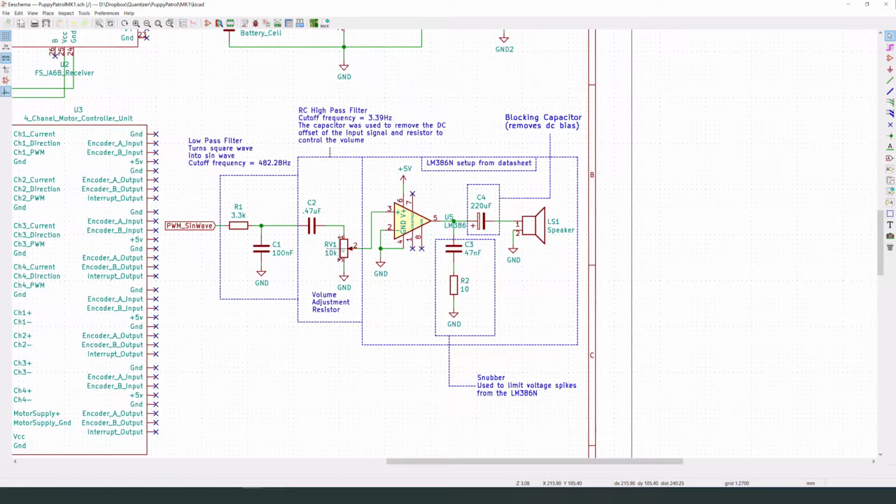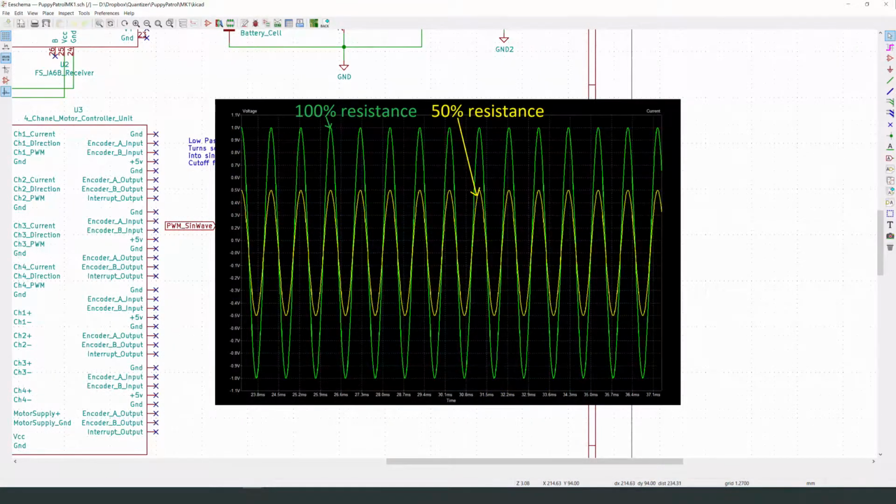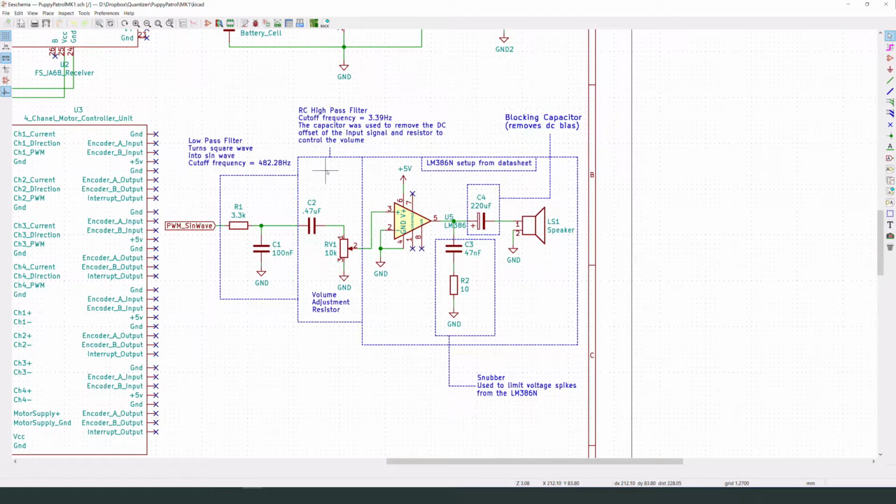And then this resistor here acts like a voltage divider so that we can change the volume. This resistor is used to adjust the volume: if it's pointed all the way down at the bottom, then it's connected to ground, so it's 0. If it's all the way at the top, it's the full signal here. And if it's in the middle, it's half of what the input signal into it is. And that's how we'll set the volume for our project.